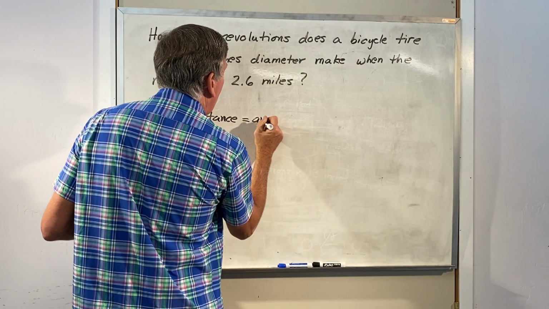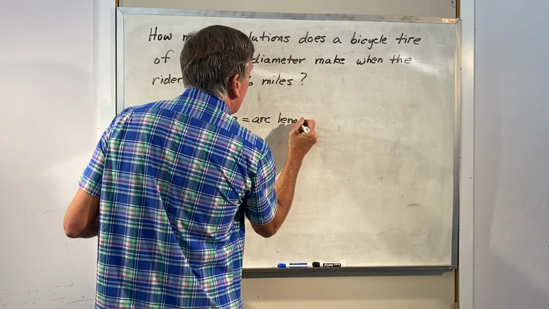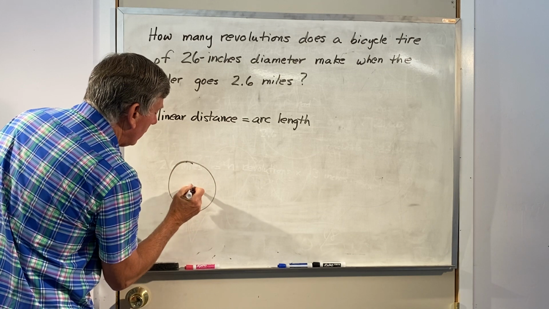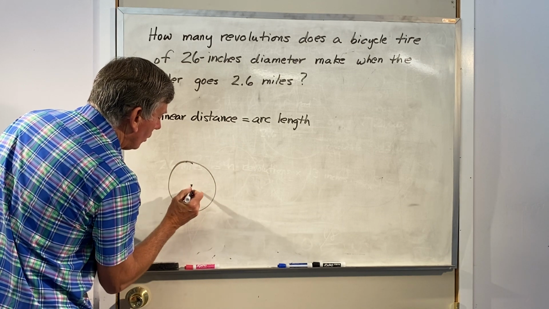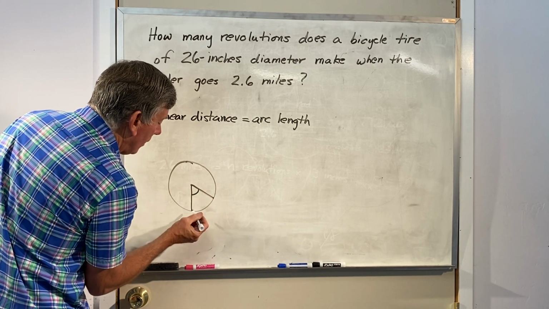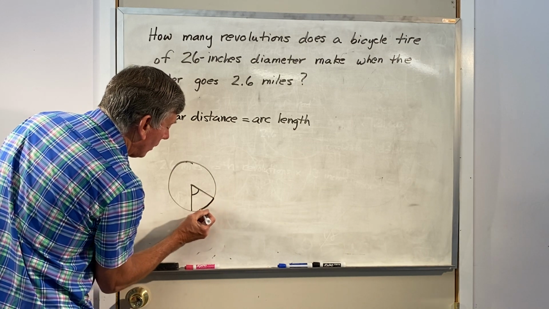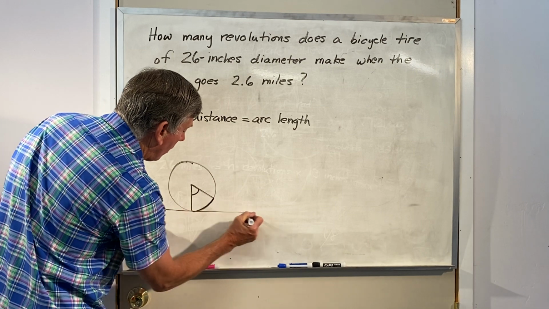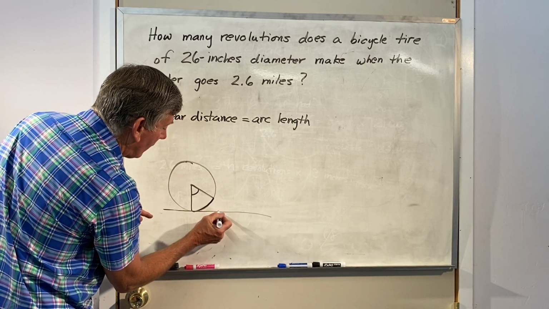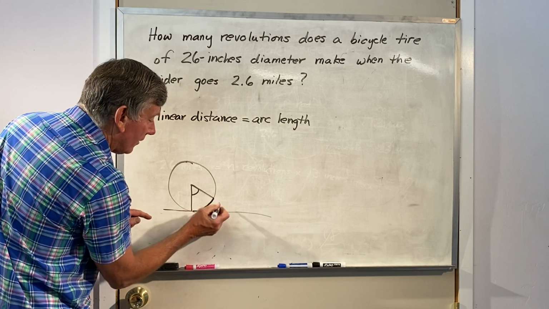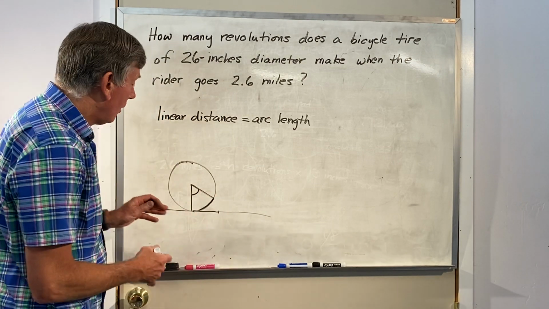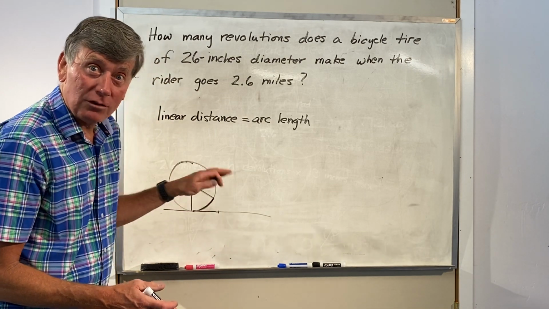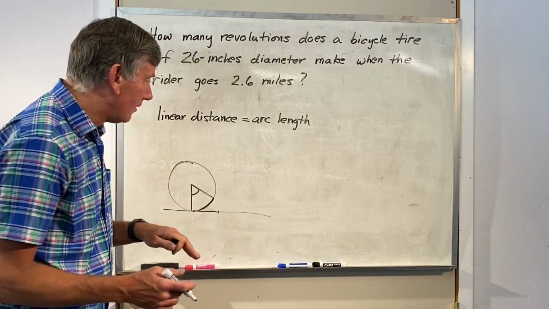is equal to the arc length. Here's our wheel. We turn this angle right here. This length right here is how far, here we are on a flat road, when we stretch it, that length right there is the same as that arc length. Now, obviously, we're not going just a couple inches, we're going 2.6 miles, but the concept is the same.